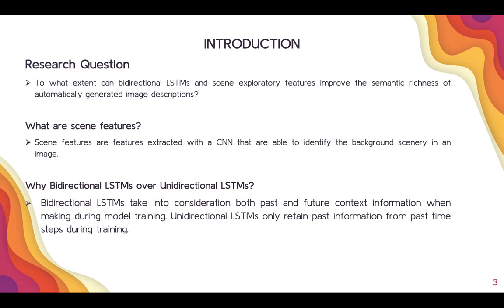Another thing is, why bidirectional LSTMs over unidirectional LSTMs? Bidirectional LSTMs have the ability to take into consideration both past and future context information during the word translation sequence, but unidirectional LSTMs are only limited to retaining information from past time steps during training. This limitation of unidirectional LSTMs and the ability of bidirectional LSTMs make bidirectional LSTMs better for longer sequences.